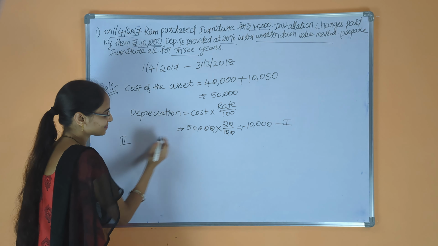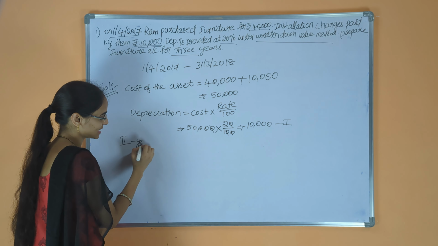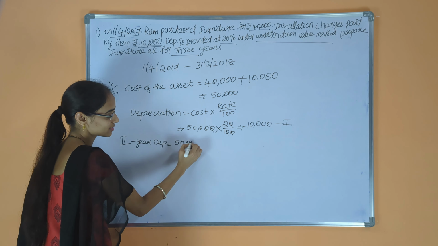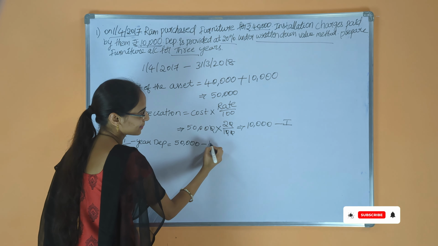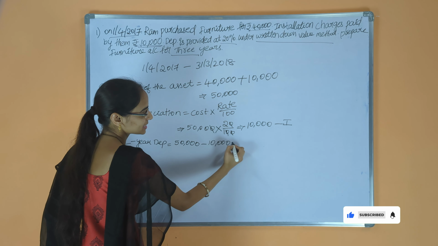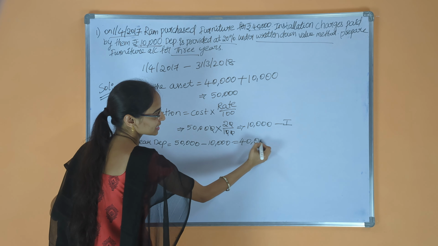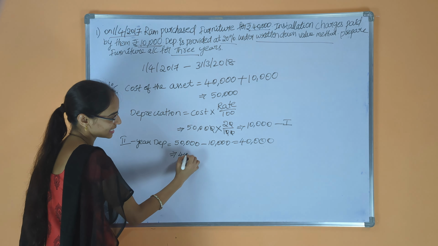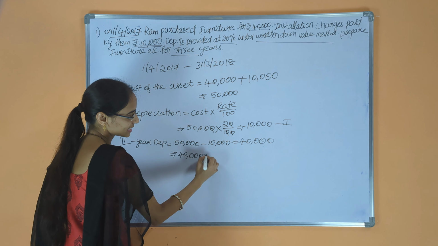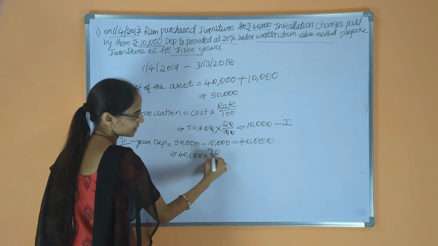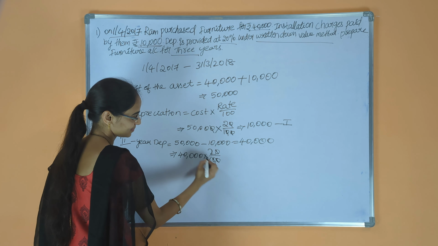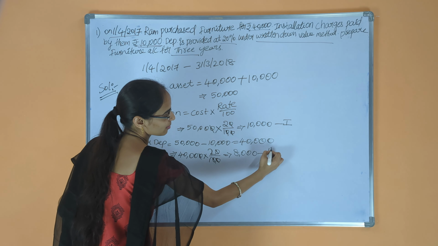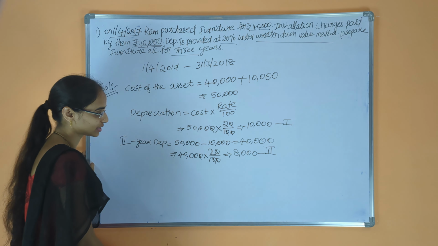Okay, now for the second year depreciation: 50,000 minus first year depreciation 10,000. The remaining amount is 40,000. On this 40,000 we will calculate the depreciation. 40,000 into 20 by 100. 4 twos are 8,000. This 8,000 amount is the second year depreciation.